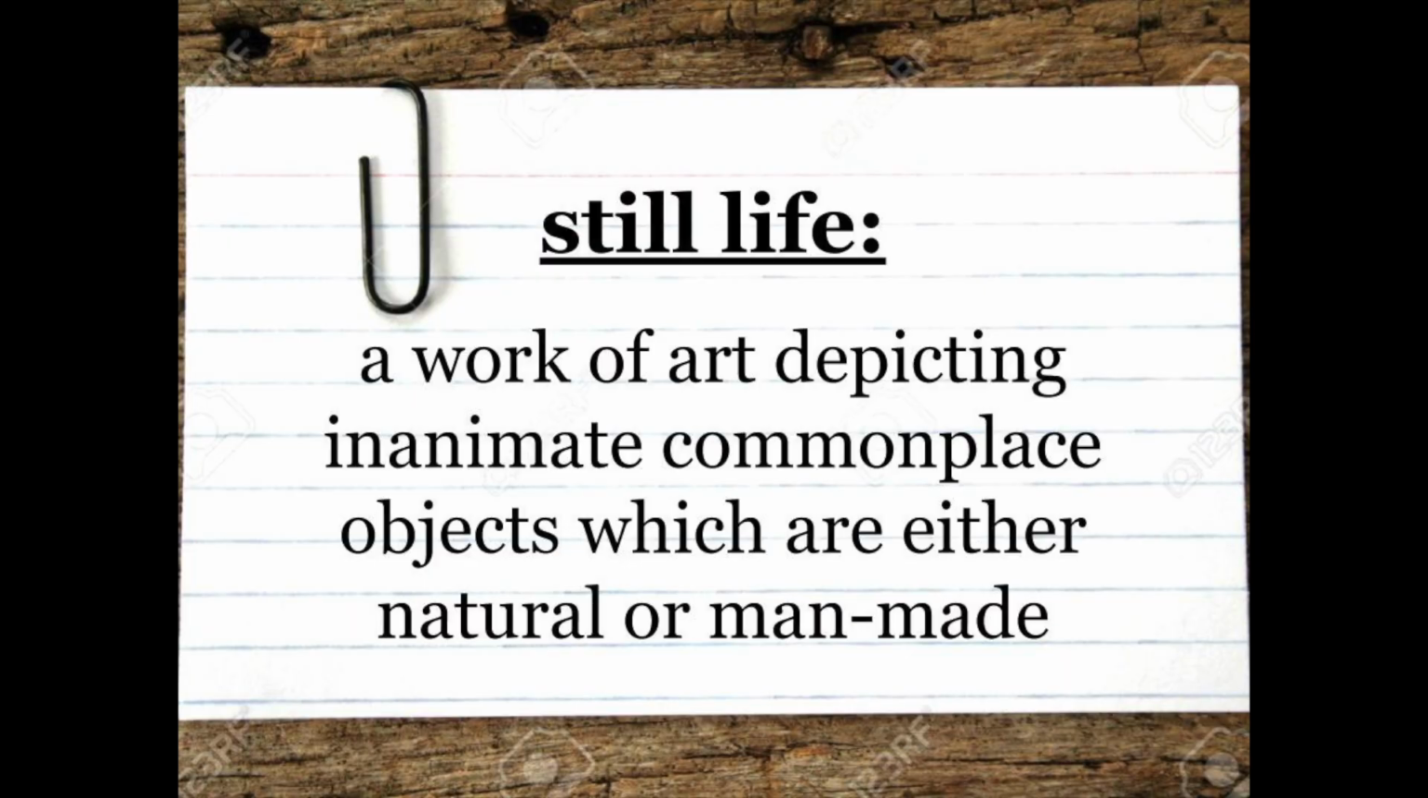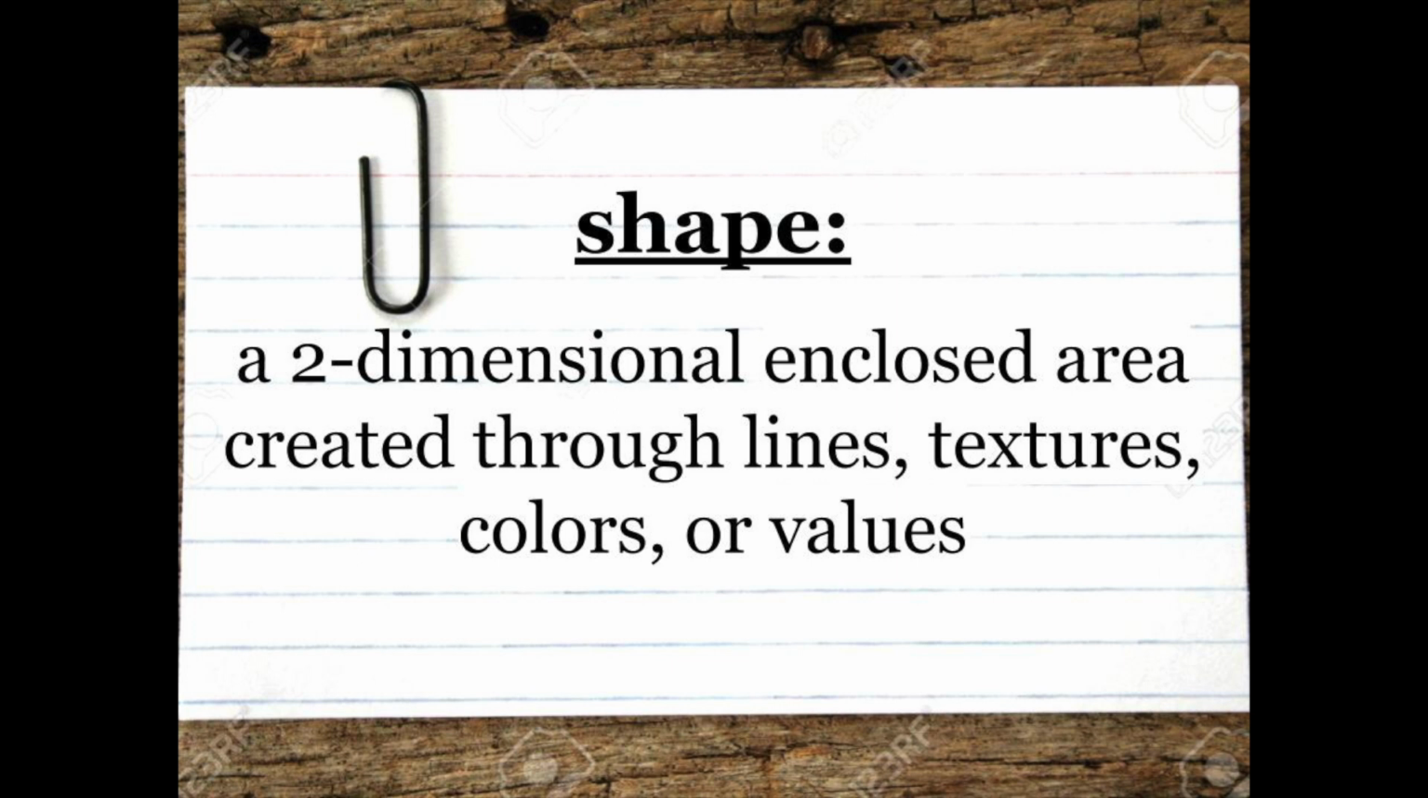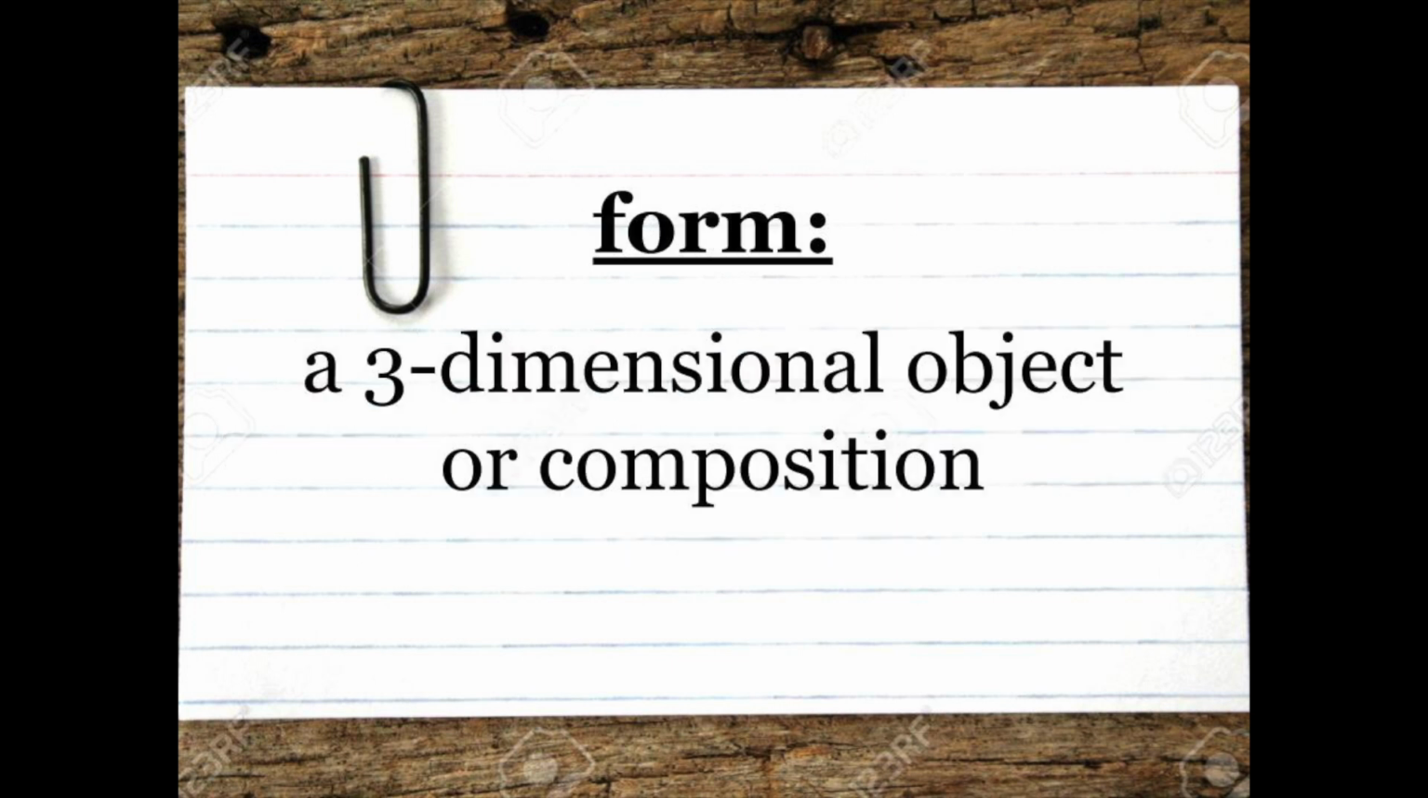A still life is a work of art depicting inanimate, commonplace objects which are either natural or man-made. Shape is a term used for a two-dimensional enclosed area created through lines, textures, colors, or values. Form is a three-dimensional object or composition.